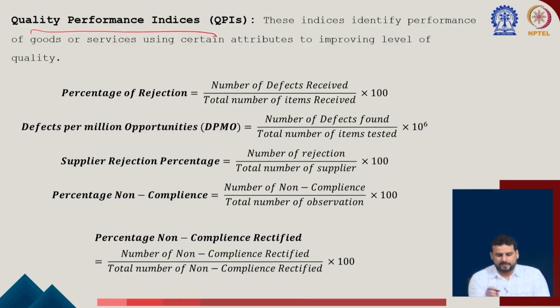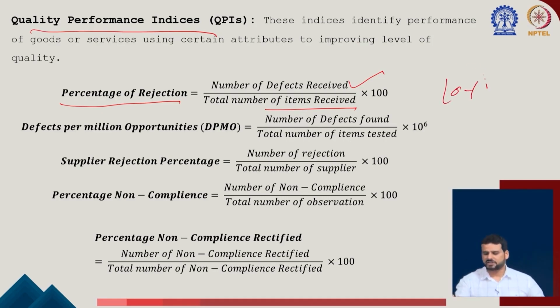So quality performance, percentage of rejection, that means the number of defects received and the total number of items received. So how much percentage, 10% rejection, that means this much rejection you are dealing with daily. Let's talk about the raw material you are getting. Whatever you are using, 10% is rejected without using. That means those many defects are coming.